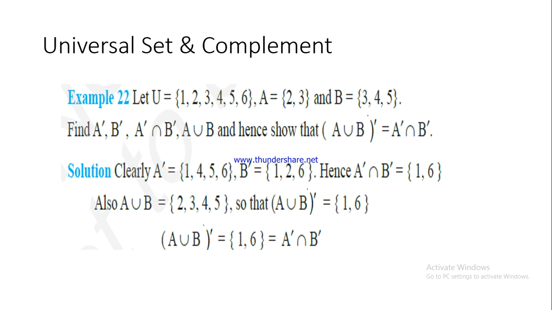Here U is a universal set which has 6 elements: 1, 2, 3, 4, 5, 6. A is equal to 2, 3 and B is equal to 3, 4, 5. So can you find out the complement of A? Find A dash, find B dash. So can you find out the complement of A and complement of B? Let us first try and find out the complements of A and B.